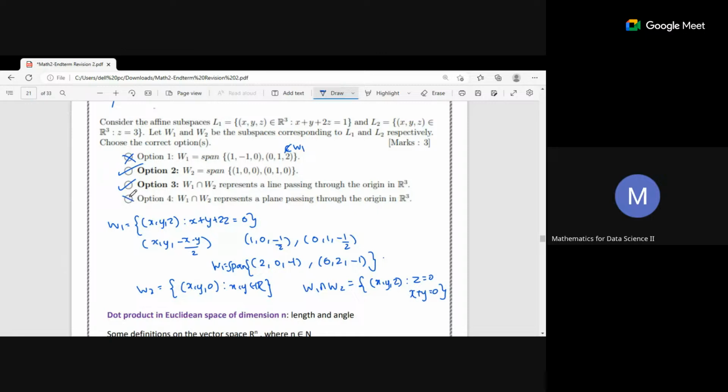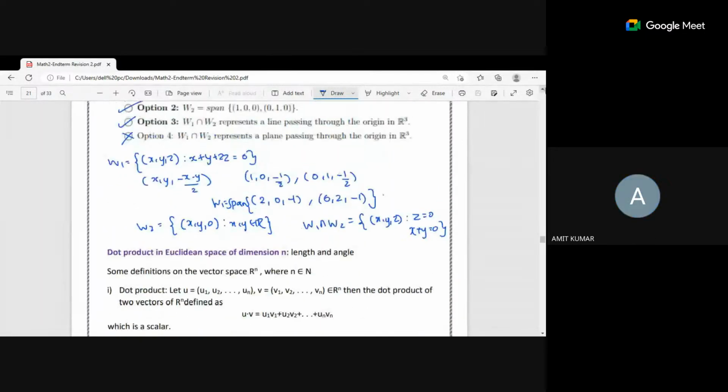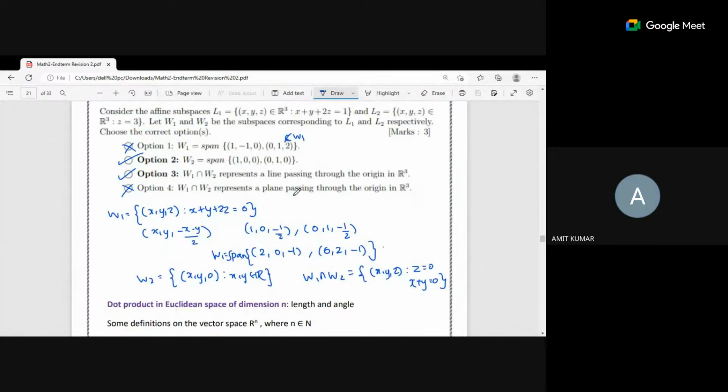Okay, so this is it. Is this clear? Yes, ma'am. For option number two, can we say it is a plane passing through origin? It is a plane passing through origin, but we cannot say any plane passing through origin. Specifically, it is the xy plane. Only your z value is becoming 0 here.